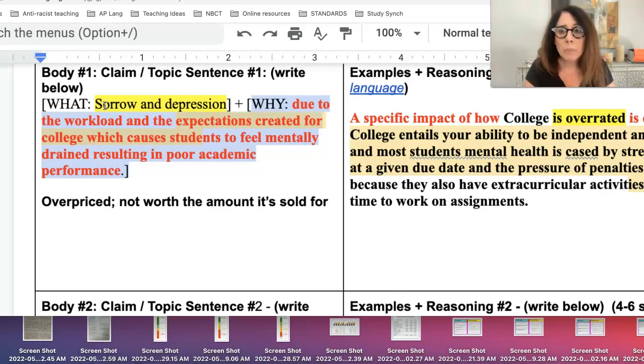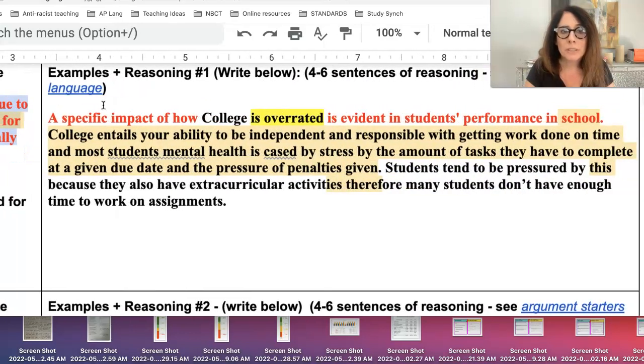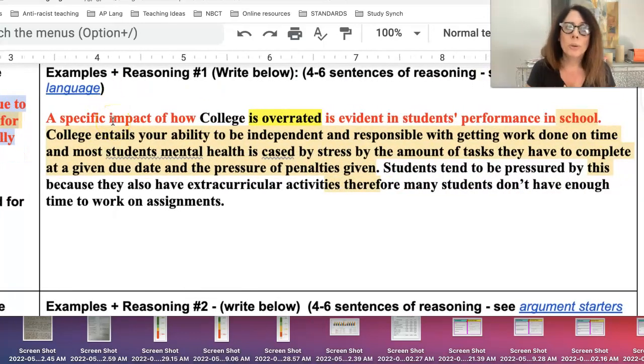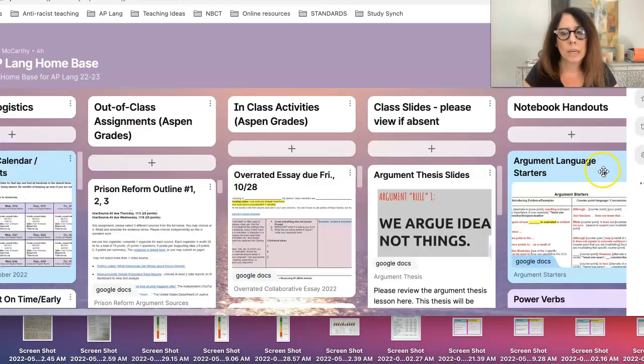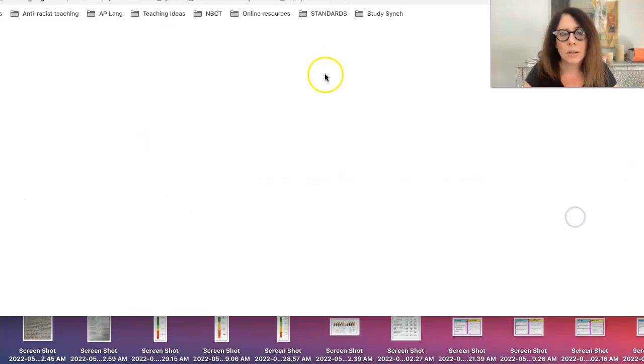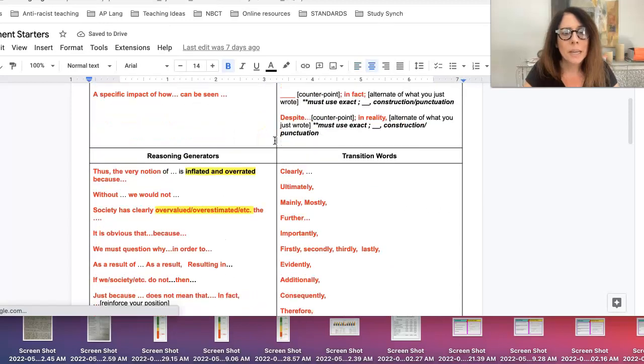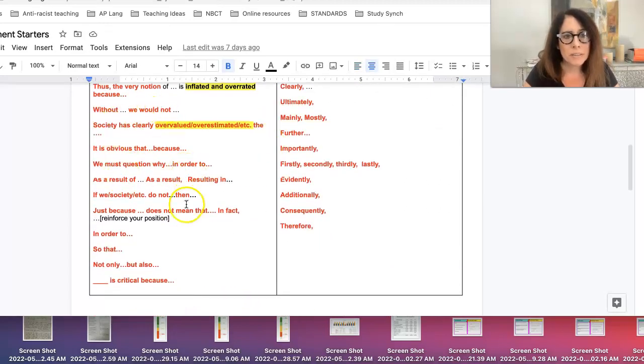Okay. So now we're going to take a look at the paragraph structure itself. I'm looking for, do you have those stems from the Padlet or your notebook, the counter argument stems? And do you have a counter argument? Do you have specific evidence? And do you have 4 to 6 sentences of reasoning from that argument starter sheet? That argument starter sheet is here on our Padlet, our home-based Padlet, and 4 to 6 of these right here.